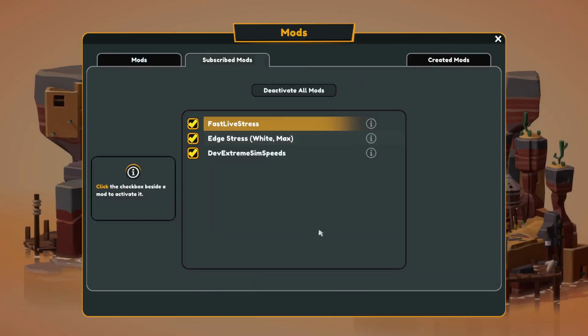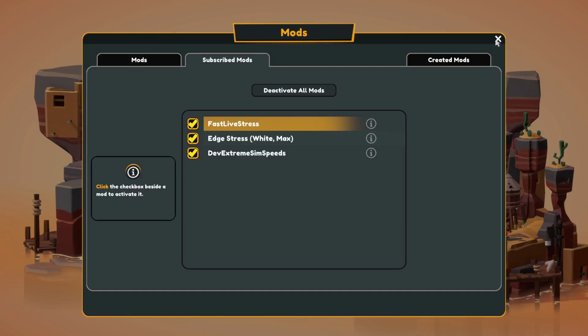One is Fast Live Stress. This shows a better version of the stress percentage than what the base game shows. It's not really needed, I just prefer it and it gets more accurate readings. It also shows the current stress along with the max stress that has happened in the simulation so far.